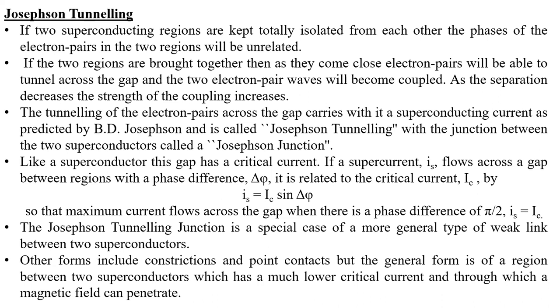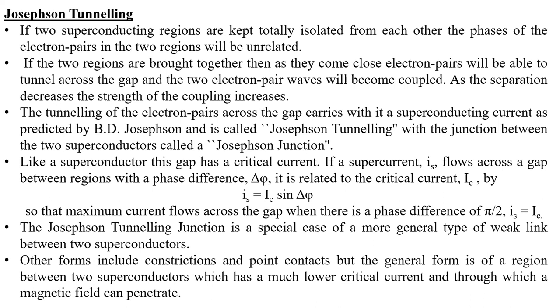The tunneling of the electron pairs across this gap carries a superconducting current, which was predicted by Josephson and is called Josephson tunneling. The junction between the two superconductors is known as the Josephson junction. You can call it Josephson tunneling, Josephson junction, Josephson barrier, Josephson current, Josephson potential.